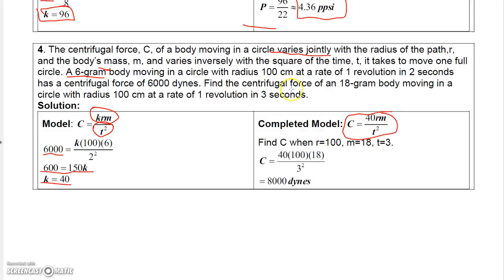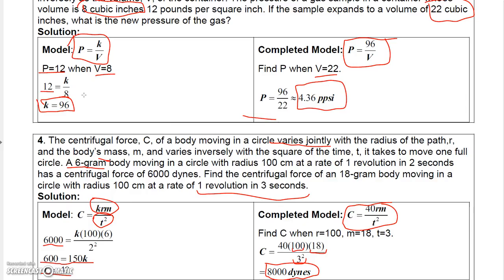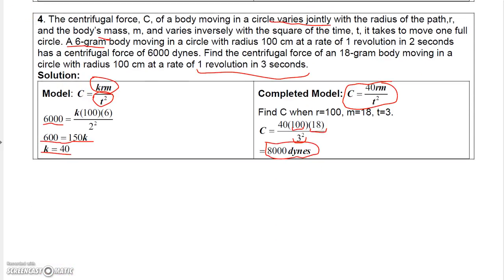And now it says find the force of an 18-gram body. So I'm going to put 18 in for the mass, moving in a circle with radius 100. So the radius is still 100. And then we have 1 revolution in 3 seconds. So now the time would be 3 seconds. And so when you multiply all this together and then divide by 9, which is what 3 squared is, you're going to get 8,000 for the result. So 8,000 dynes. So these are kind of some neat little problems, and they're actually formulas that are used in business and science. So hopefully this helped you.